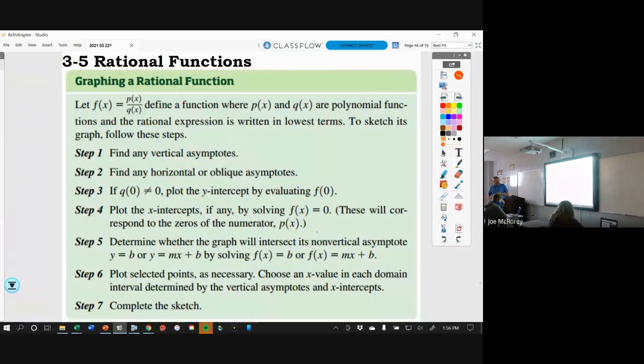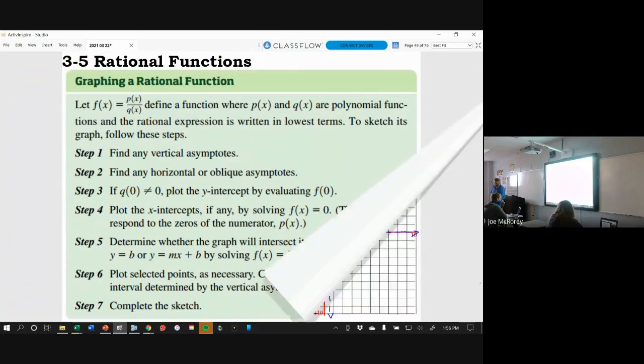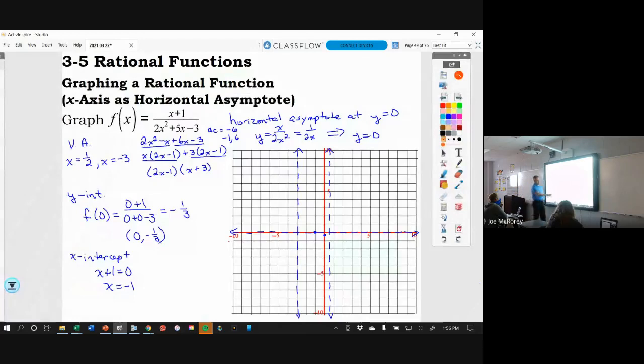Choose an x value in each domain interval determined by the vertical asymptotes and the x-intercept. So what has happened here is my domain has been broken up. It was broken at -3, we have an asymptote there. It was broken at -1, we have an x-intercept there. It was broken at 1/2, we have a vertical asymptote there. So this domain has been broken into 4 pieces. Y'all good with that? 1 piece, 2 pieces, 3 pieces, 4 pieces.